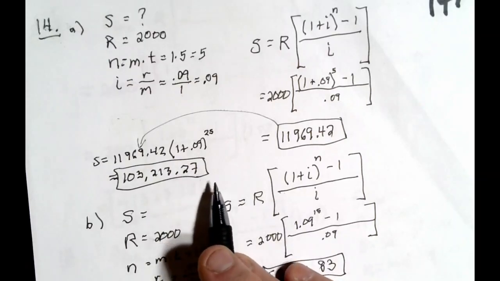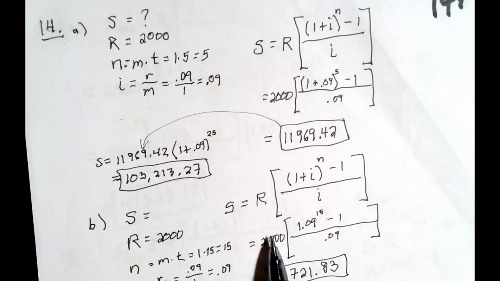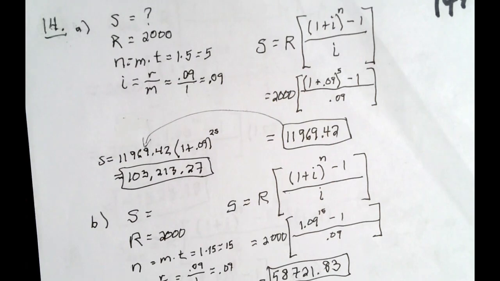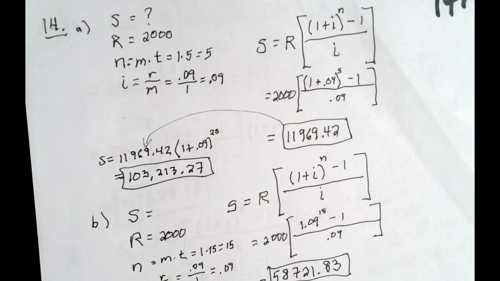$103,213. So then part B says, Patty's husband delays doing this IRA for 10 years. Then he makes up for it by putting $2,000 at the end of each year for the next 15 years, compounded annually at 9%. Okay, and so 1 times 10 is 15. 0.09 over 1 is 0.09. You plug in everything you know, and you get this number here.